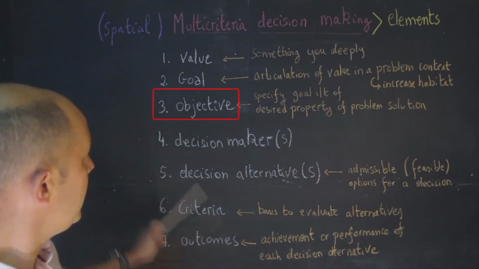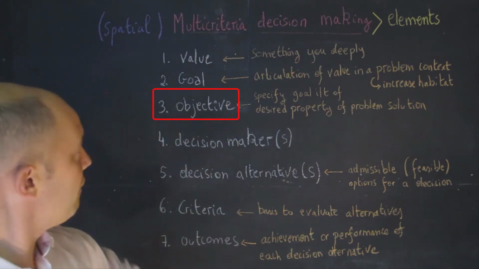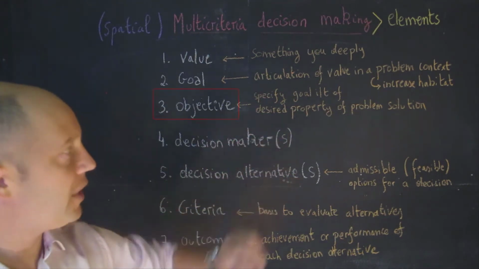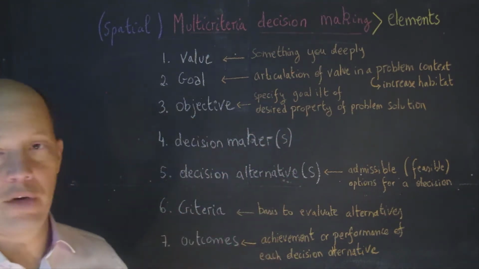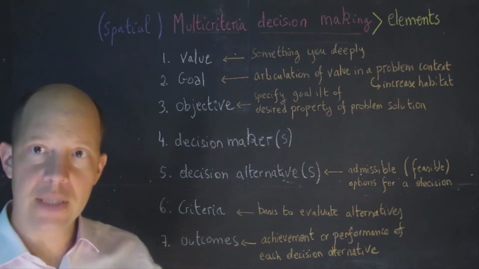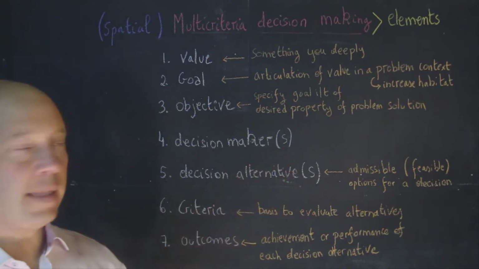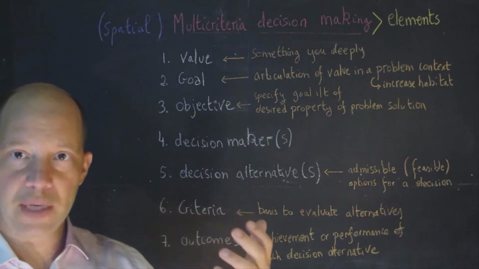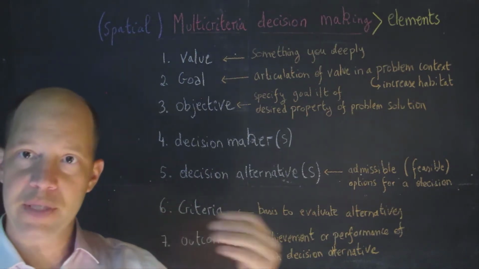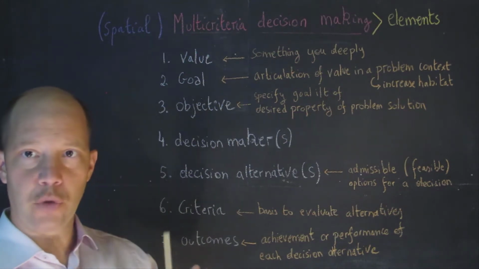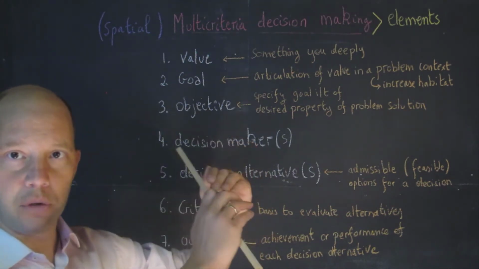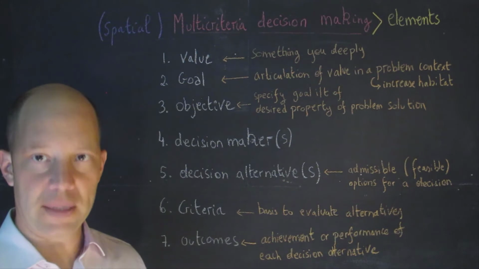The third is objective. So we now have this goal and we try to specify the goal in terms of the desired property of the problem solution. So for instance, in the example that I talked about earlier, that may mean that we would like to increase the habitat by at least 25% or maybe 50% of its current value. So now we're really trying to put those values and goals into some objective that is well defined.